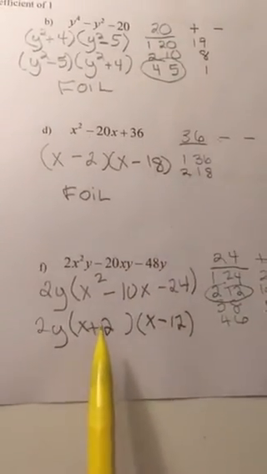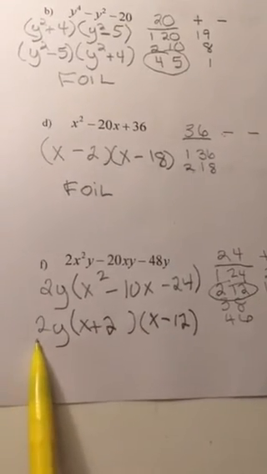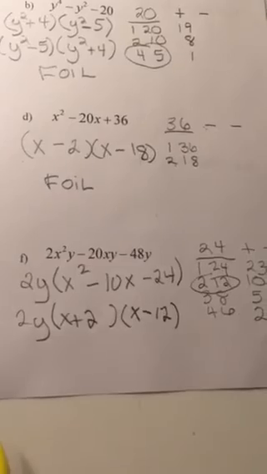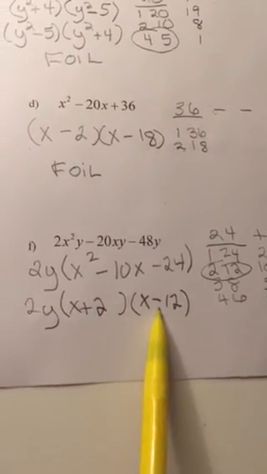And then this is going to be a little bit of a complicated check, but if I FOIL this and combine like terms, then distribute the 2y, I will get back to here. For a quicker check, you could graph this piece and you could graph this piece and match up your graphs.